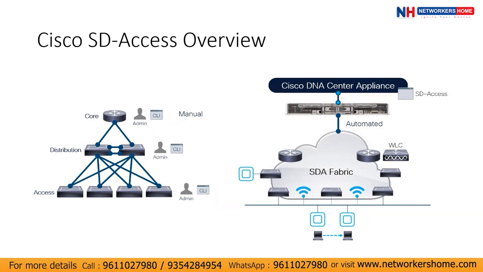So when I say underlay, it means your core, distribution and access are connected. You can see your access and distribution are connected. Distribution to core is connected. And when any network engineer is doing any network changes or configuration, it is manual and CLI based, right? With SDA, we can have this automated, and everything which falls under SDA will convert into the fabric. So we'll discuss what is fabric.